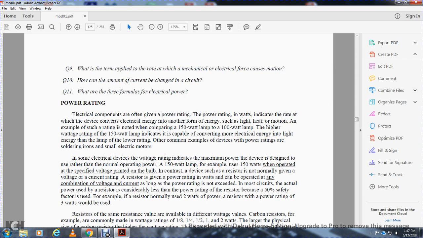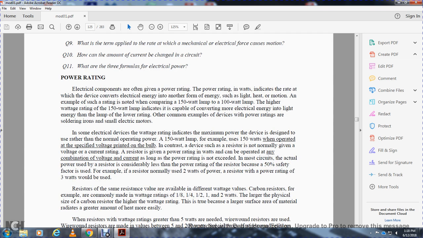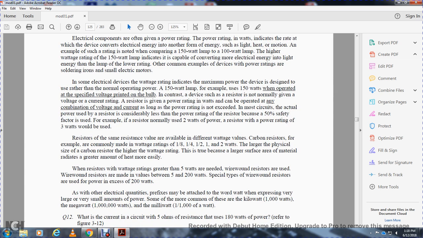Electric components are often given a power rating. The power rating in watts indicates the rate at which the device converts electrical energy into another form of energy, such as heat or motion. An example of such a rating is comparing a 150 watt lamp with a 100 watt lamp. The higher the wattage rating, the more electrical energy the lamp is capable of converting into light; the 150 watt lamp converts more, and the lower rating converts less. Other common examples of devices with power ratings are electric irons, soldering irons, and small electrical motors. In some electric devices, the wattage rating indicates the maximum power the device is designed to handle rather than the normal operating power of the 150 watt lamp.